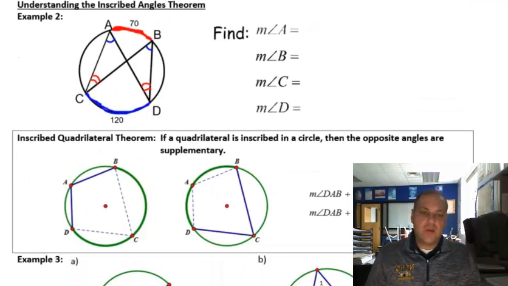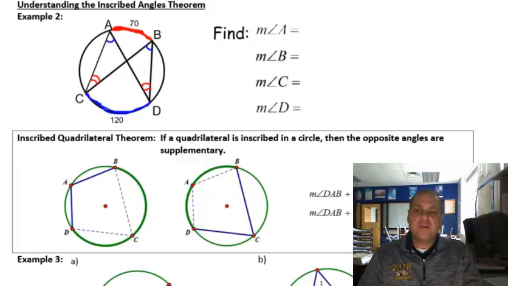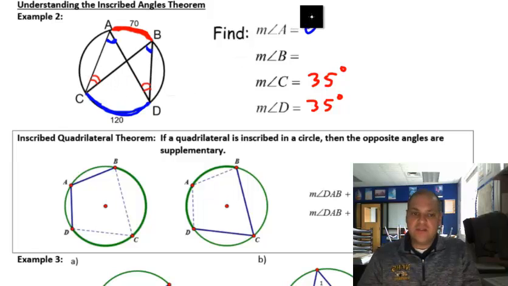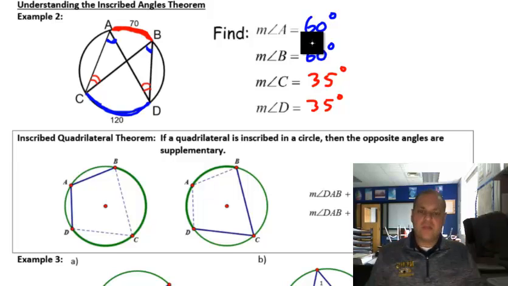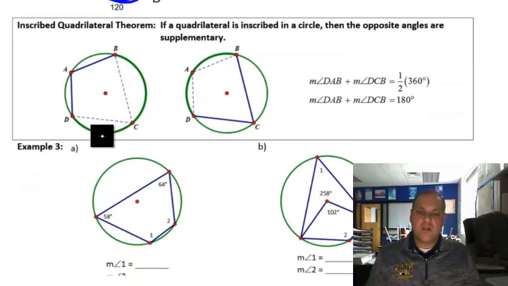So here's an example, basically what we just did. If this arc is 70, same picture, then C and D would both be 35 degrees. Just kind of understanding this theorem. And then if this arc was 120, then angle A and angle B would both be 60 degrees because they both intercept the same arc. So I hope that's making a little bit of sense, and we'll do a little bit more in class.